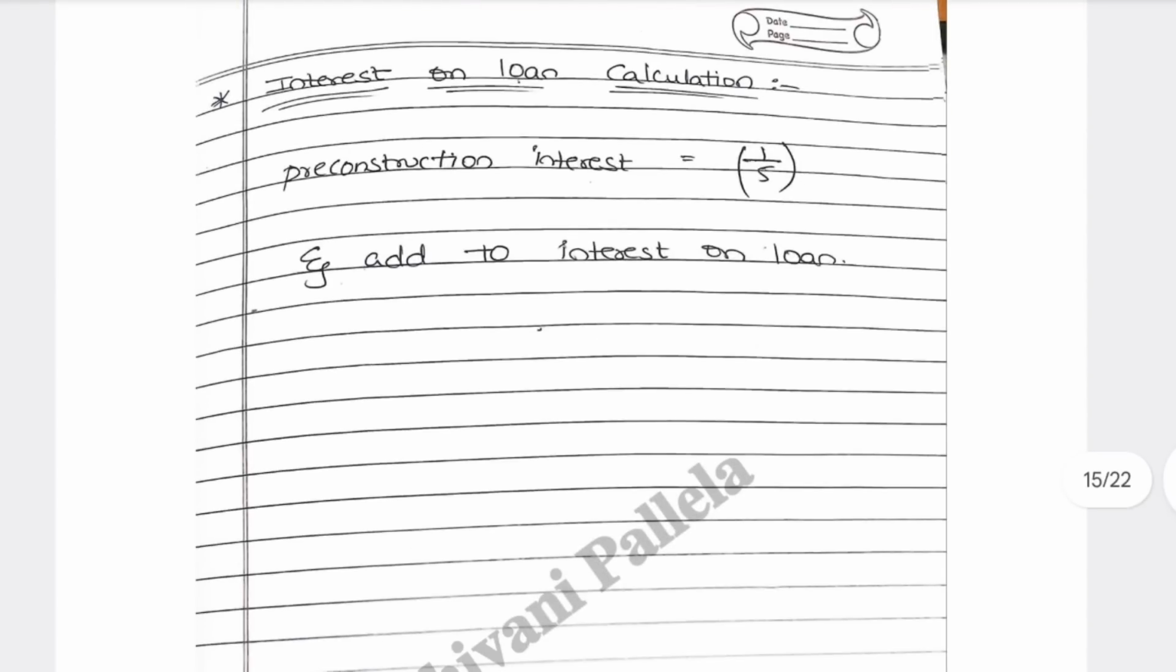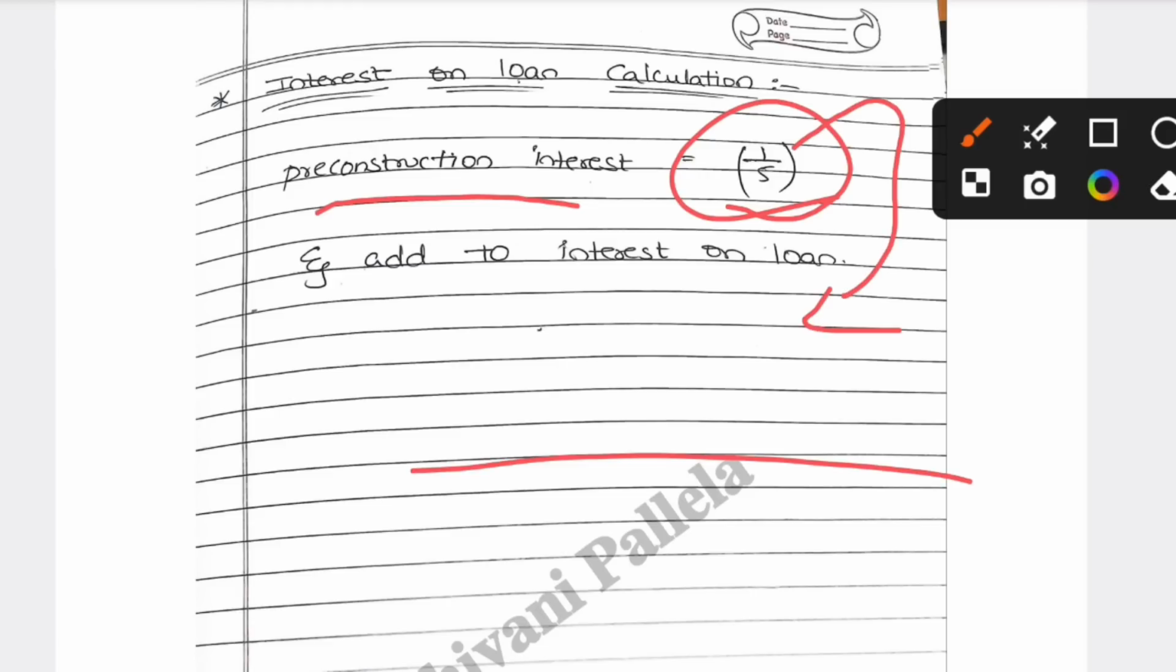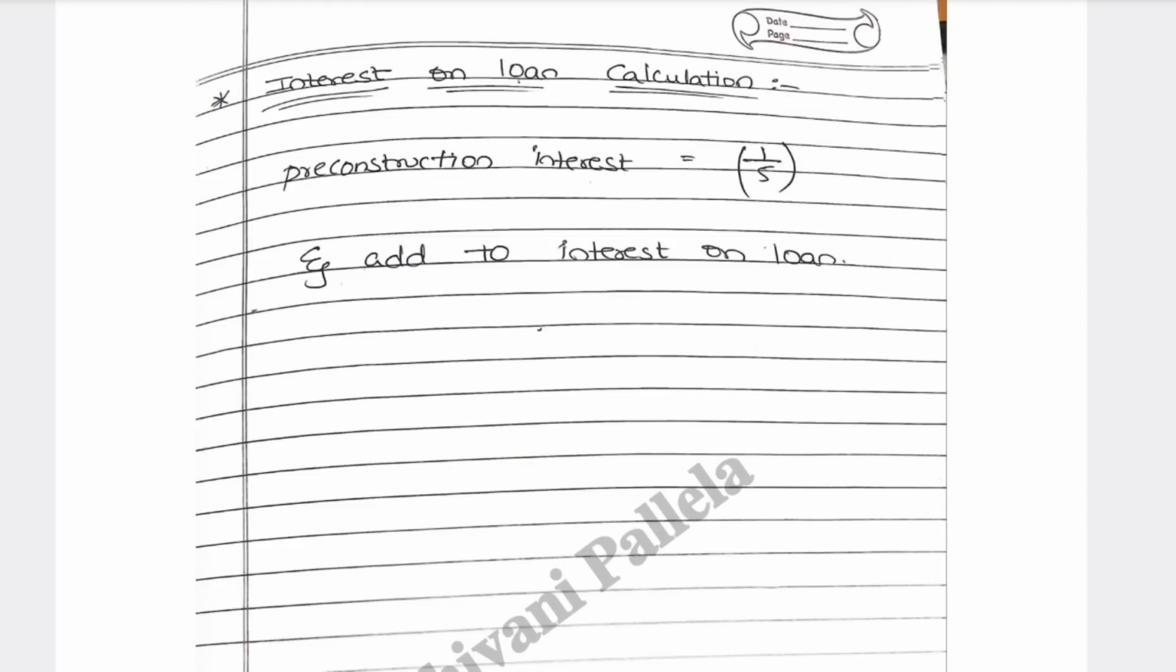Yes. And what is the calculation of interest on loan? If pre-construction interest is given in the question, for that pre-construction interest we need to take 1/5 ratio. Whatever you get in the answer, you need to add it to the interest on loan. So this is the calculation of interest on loan. If you remember this, chapter 3 will be done. Especially you need to concentrate only on the calculation of GAV. Clear?